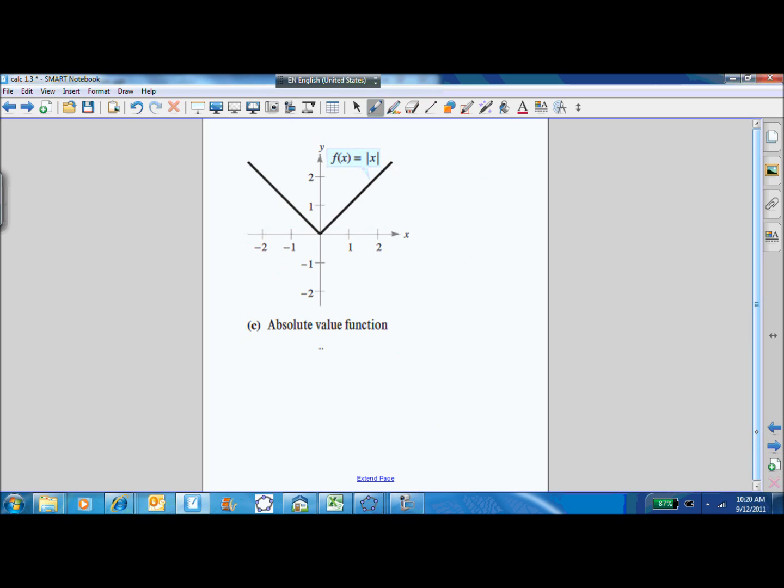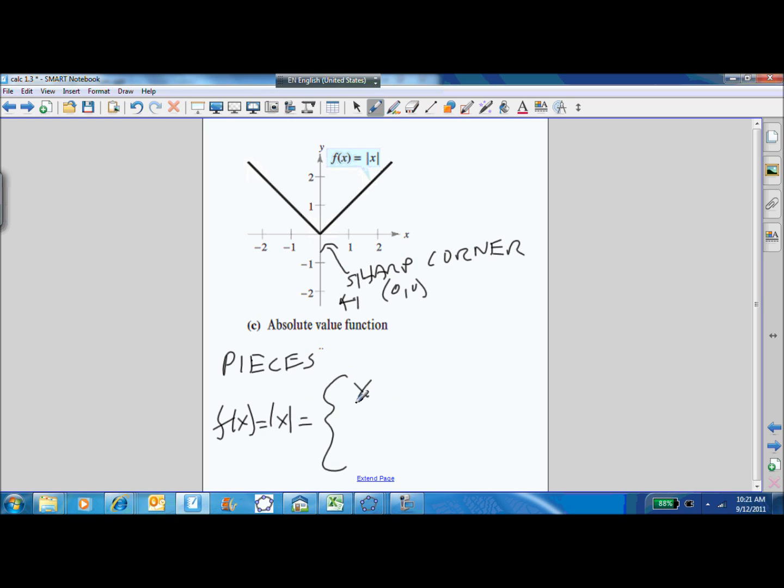The absolute value function, y equals the absolute value of x, has a sharp corner at 0, 0. This is typical of absolute value functions. They're sort of like a break in the line. It can also be defined in pieces. In pieces, you could define it this way: f of x equals the absolute value of x equals x, which is the identity function, when x is greater than or equal to 0, or it equals the opposite of x when x is less than 0.